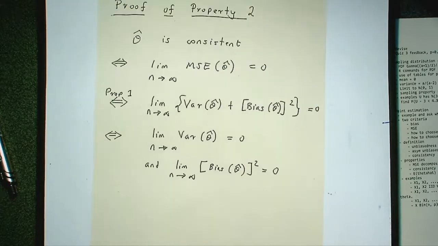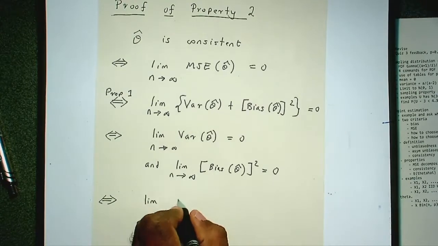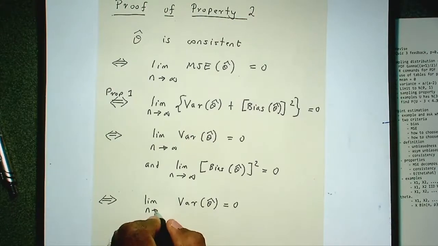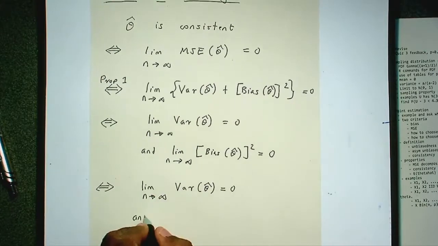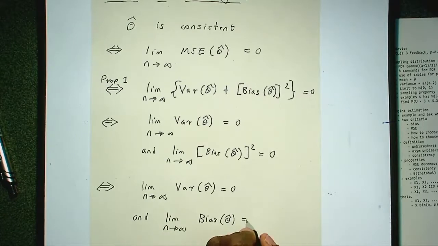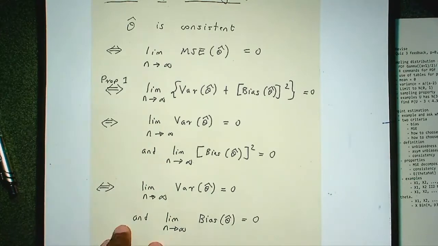All right, and finally, this happens if and only if the limit of the variance of theta hat is 0, and the limit of the bias of theta hat must be 0. All right. So that proves property 2, and we are nearly done, I think. There's only property 3 left to prove, which I will do next time. And after that, I will do lots of examples, guys. Is this proof clear or not?